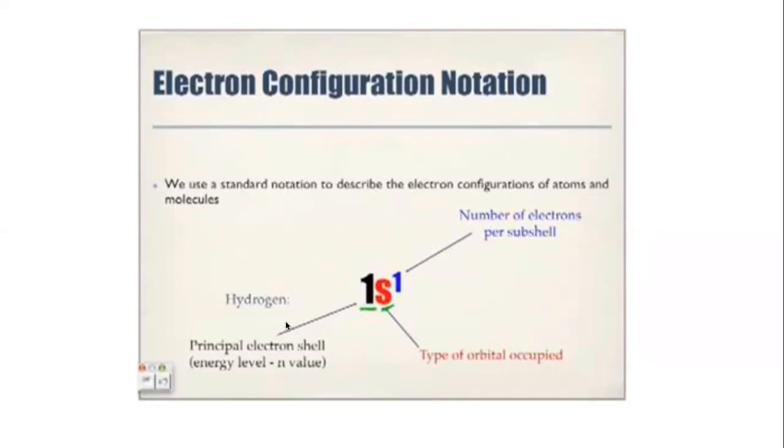So the simplest element on the periodic table is hydrogen. It has 1 electron. So when we talk about hydrogen in its electron configuration, it has 1 shell with an energy level 1. The first shell can only hold an S subshell, and it only has 1 electron. So even though the S subshell can hold 2 maximum, we only have 1 electron to put in.